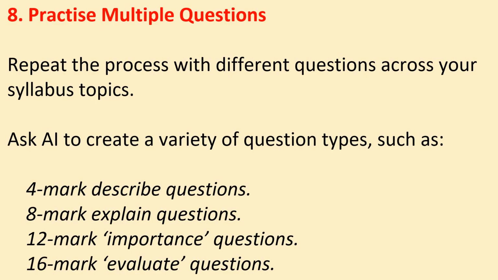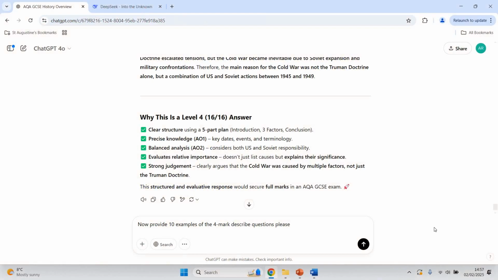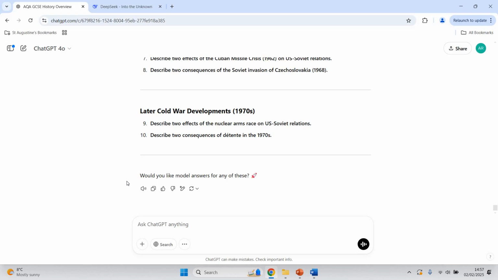Just be clear on the different question types that you will get, or ask AI to help you to understand the different question types that you will get. So the prompt I'm going to use is now provide 10 examples of the 4-mark describe questions. It also offers to provide model answers for any of these questions.